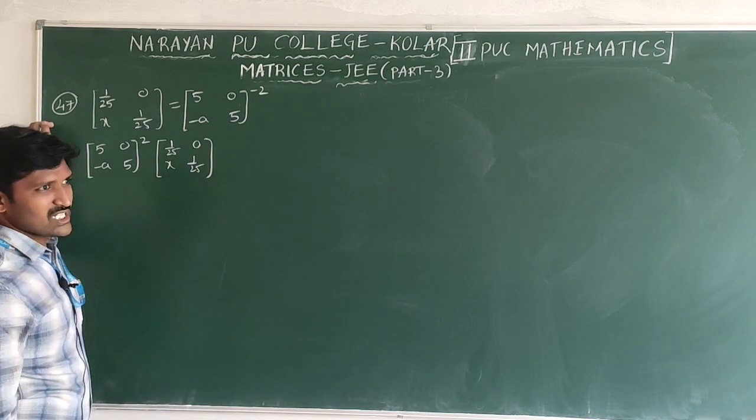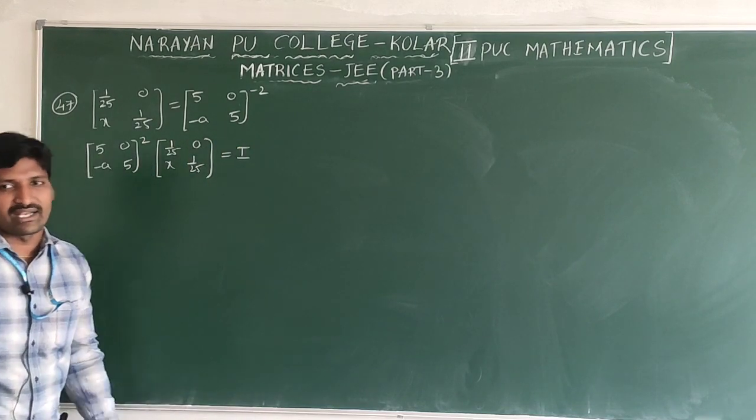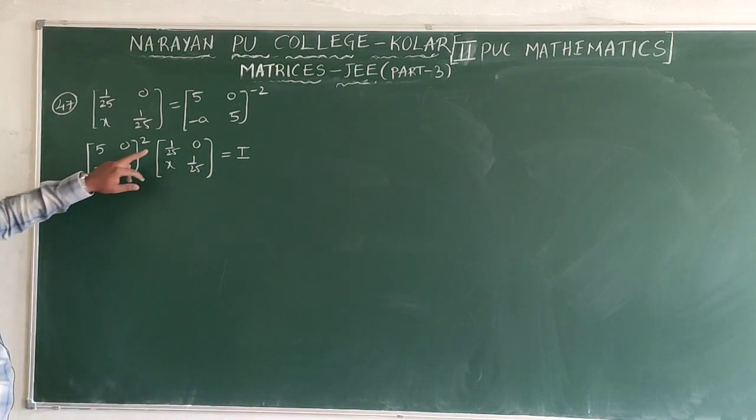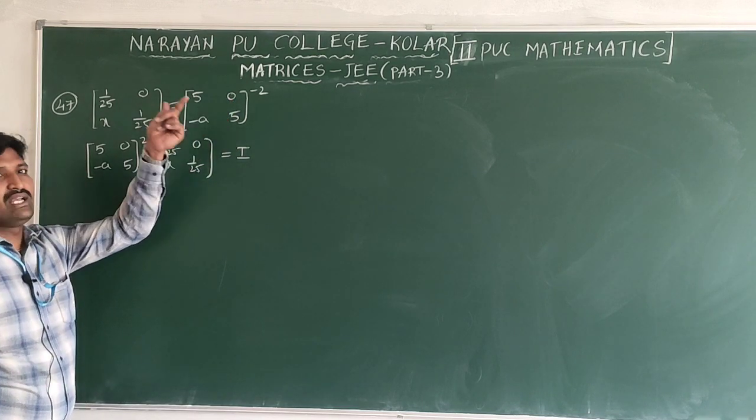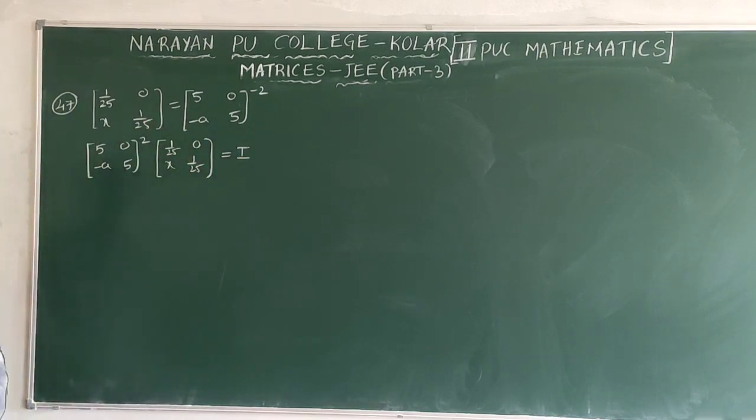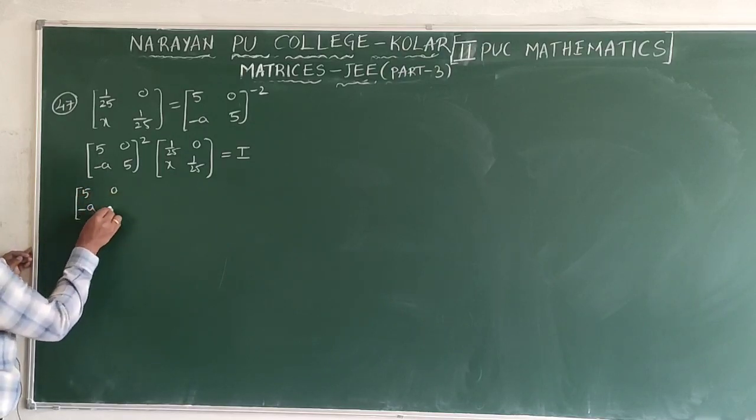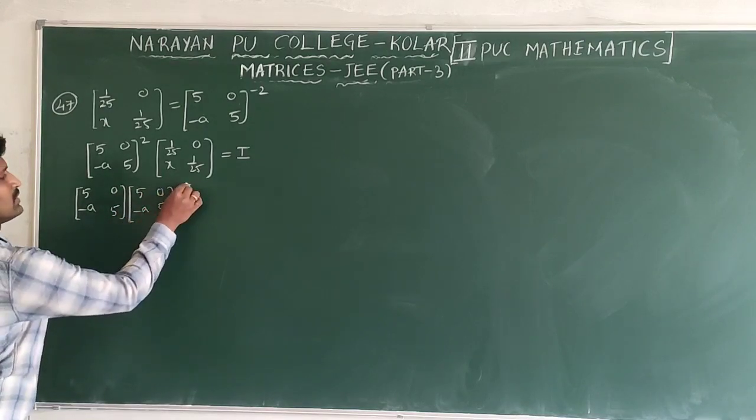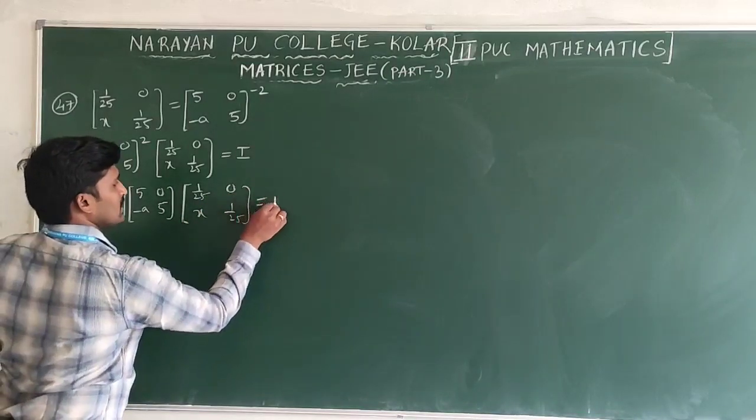In the matrices concept, when you take one matrix to the other side, what will you replace it with? Identity matrix. Don't take 1, 0 like that. Condition-wise, you are taking this to this side, so the remaining you have to replace with identity, because I into this matrix will give the same matrix only. That's why after taking this to the left side, we are replacing with the identity matrix. Now the square of this matrix we need to find first: [5, 0; -a, 5] into again [5, 0; -a, 5] into the other matrix [1/25, 0; x, 1/25] equal to identity matrix.